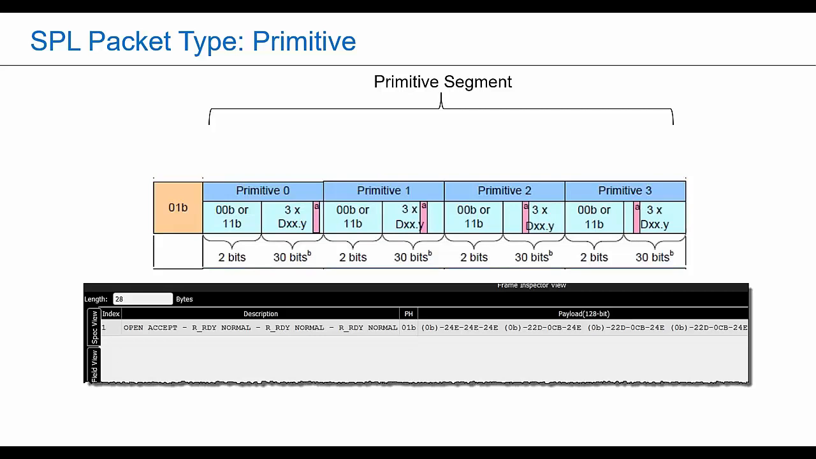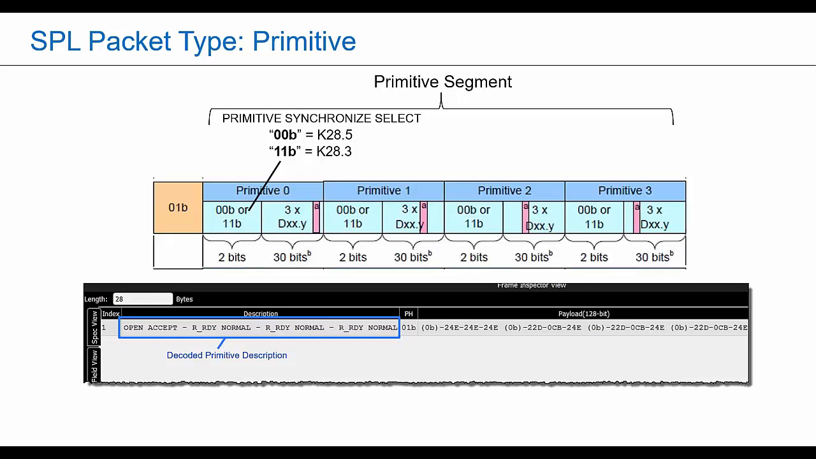So still looking at normal primitives, but in our frame inspector this time. This is something you'll really only notice when you go down to the lowest level. When you see 00 in this position, it stands for K28.5. 11 represents K28.3, and that indicates a SATA primitive. So they're representing these control characters with just 2 bits instead of 8 bits. In the frame inspector, we see that there are really 2 important columns. The description on the left gives the decoded primitive name, and then the payload column on the right. That's how we show the raw data for each primitive.